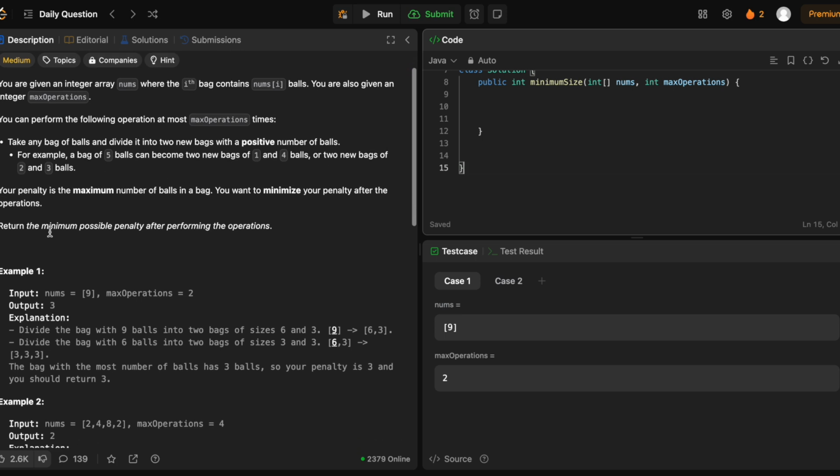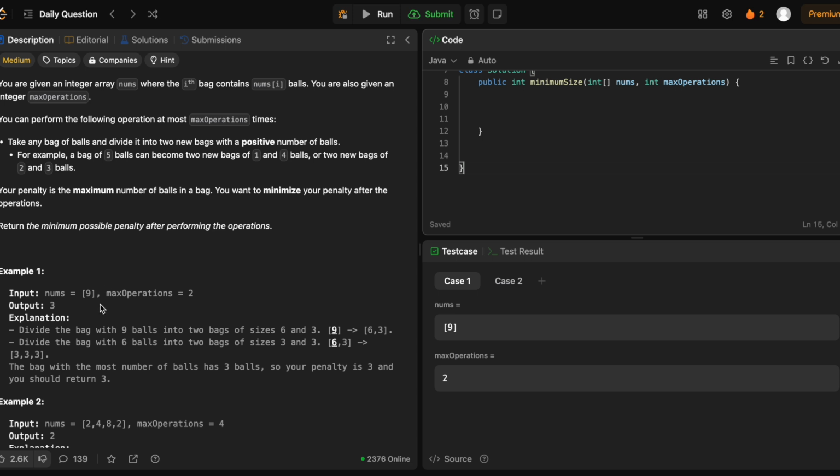Your penalty is the maximum number of balls in a bag. You want to minimize your penalty after the operations. So generally we have bags and want to separate them and find the minimum number of balls in a bag.